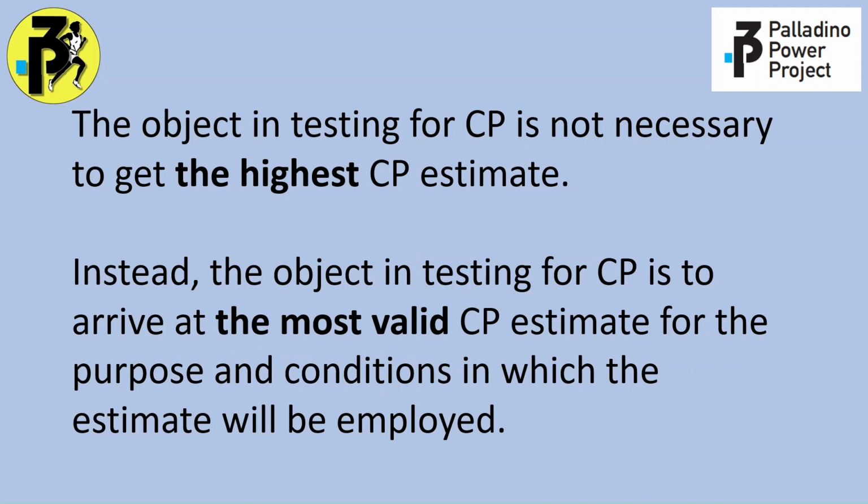So what I'm trying to say here is you want to have a CP estimate. If you're going to be training, then you want to have a CP estimate that is valid for your training. If you're doing this testing to get a CP that's useful for your A race, then okay, now it's useful and applicable to your A race. But keep in mind, it's not necessarily the highest CP estimate you're after. You want to do a good job at executing your testing, but it's got to be valid for the purposes and conditions in which you're going to employ that CP estimate.